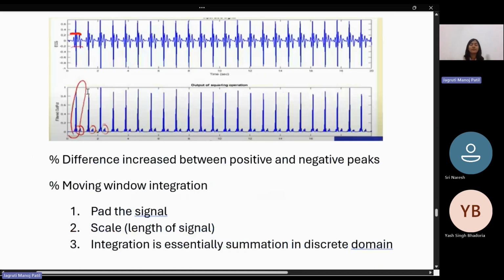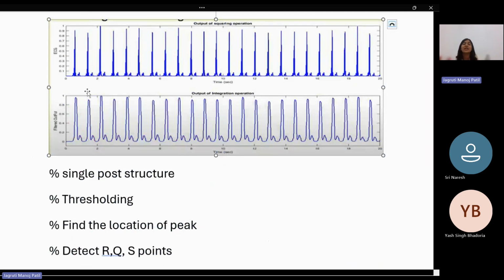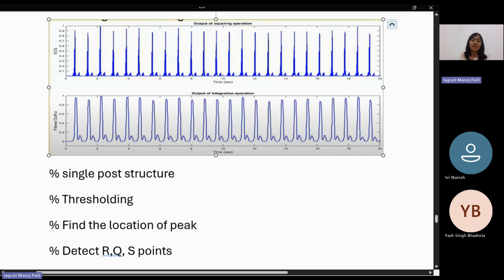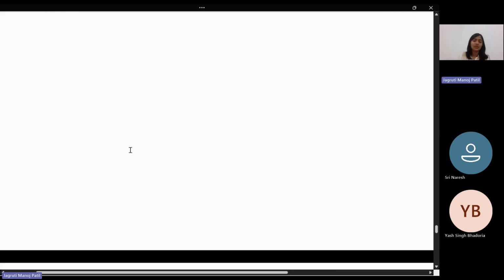So what you should do is take the negative part now, something very symmetric to a normal ideal ECG signal, and then you see. This is actually starting from a P wave, QRS complex, ST wave, and a TU wave, like that. Then what you do is you apply thresholding, find the location of the peak, and detect the QRS points from one point to the next.